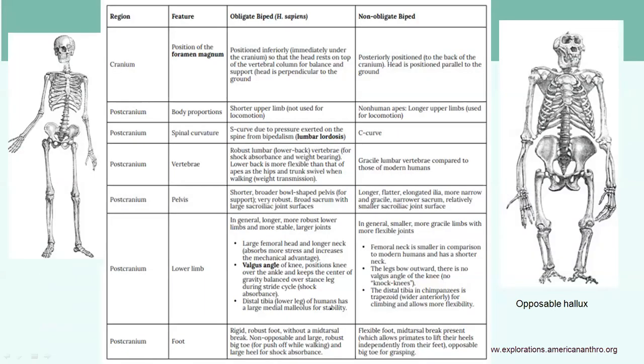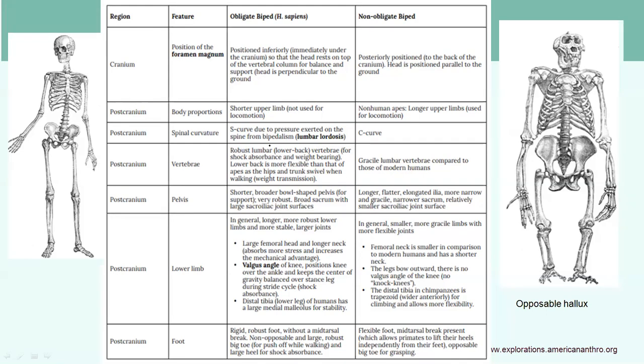So what are we going to be looking for if the ancestor is bipedal? In this chart, we're comparing the human on the left, which is a fully bipedal obligate biped, meaning that's our only method of locomotion, versus the chimpanzee on the right, which is actually a non-obligate biped. They can stand up and walk around on 2 legs temporarily, but it's not their normal method of locomotion. They prefer to knuckle walk.